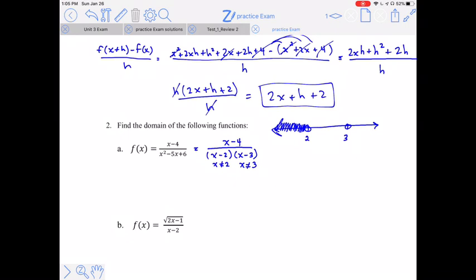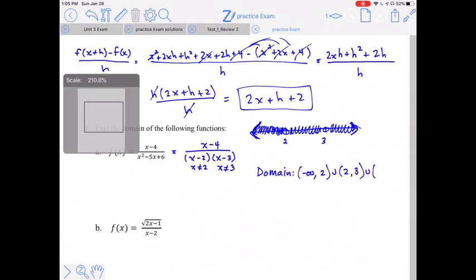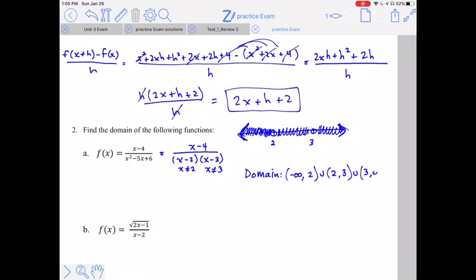So this interval here is negative infinity to 2, and then this interval here is between 2 and 3, and this interval here is from 3 to infinity. So those would be the intervals that comprise the domain: negative infinity to 2, and then 2 to 3, and then 3 to infinity.